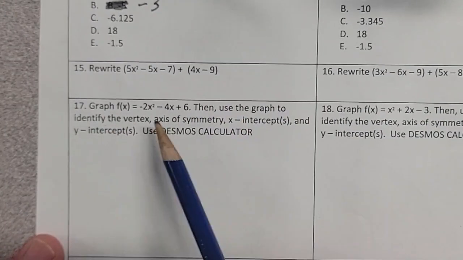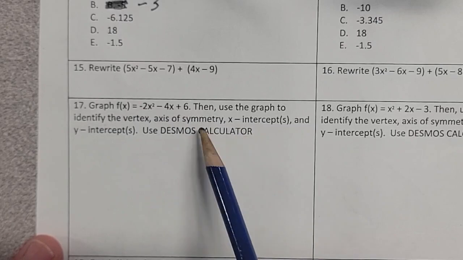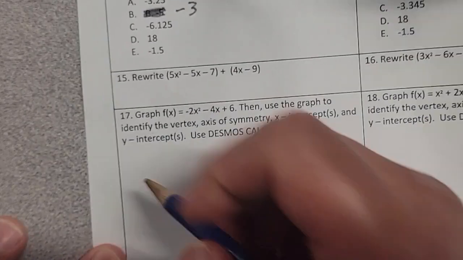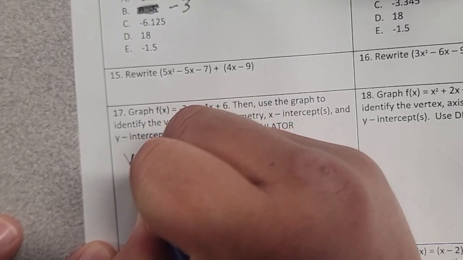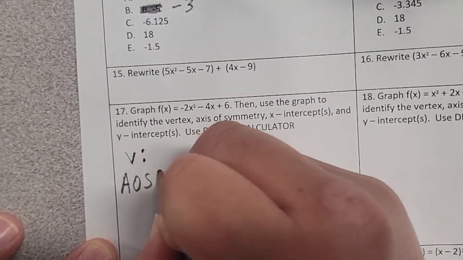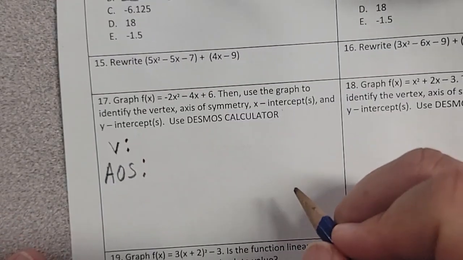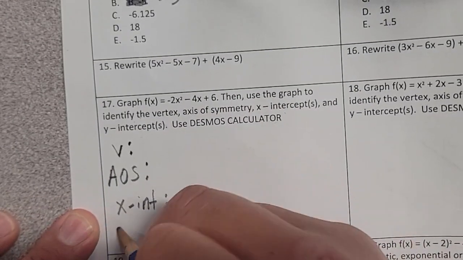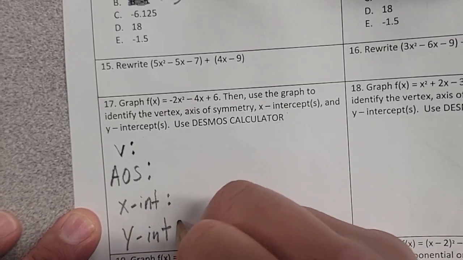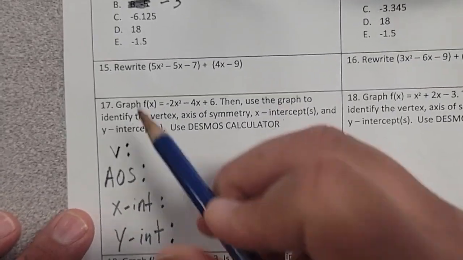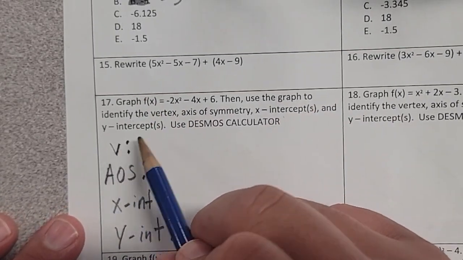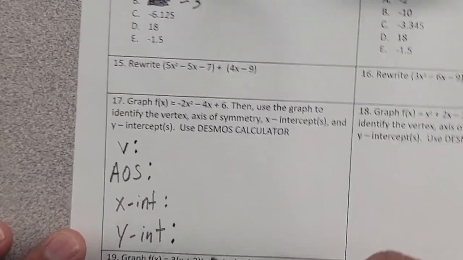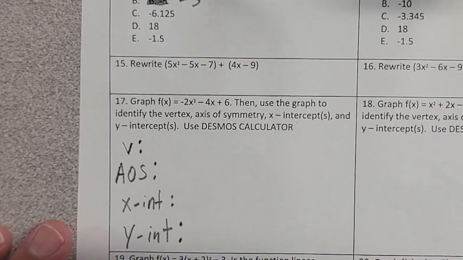This is also Desmos. So we put these. You have the vertex, the axis of symmetry, x-intercept, and y-intercept. So vertex, axis of symmetry, the x-intercept, and the y-intercept. Okay. Now everything starts from the vertex. So I'm going to go ahead and plug this in to Desmos, and then I'm going to show you how to get all these answers. It's really easy, really easy.